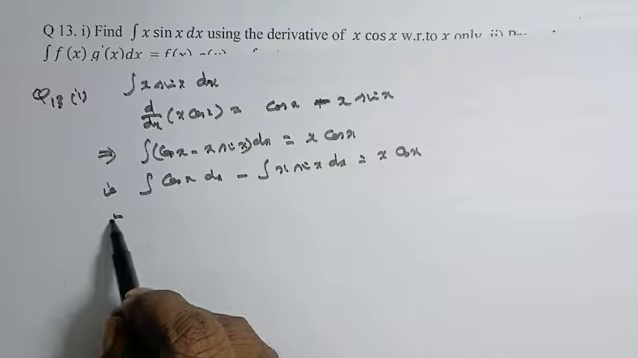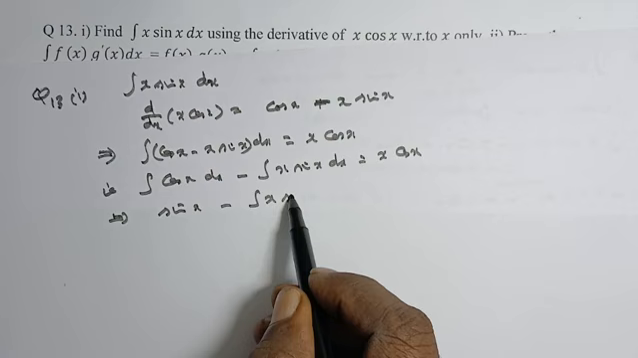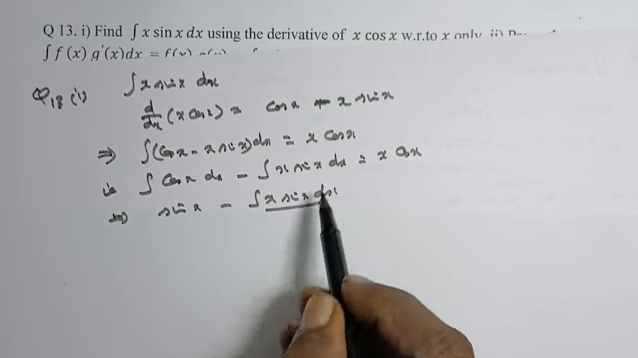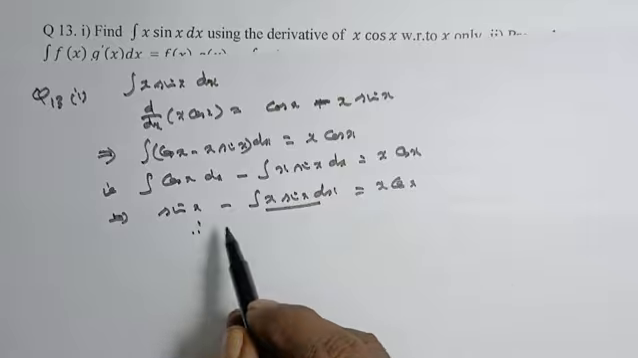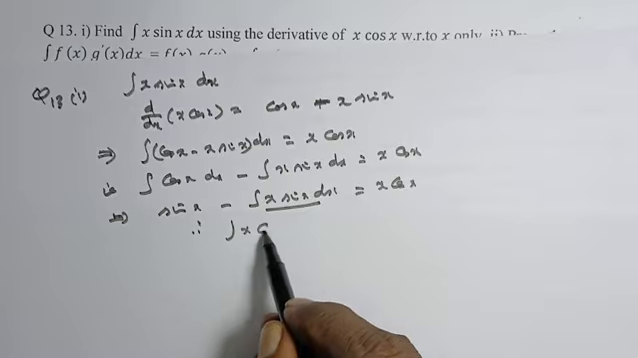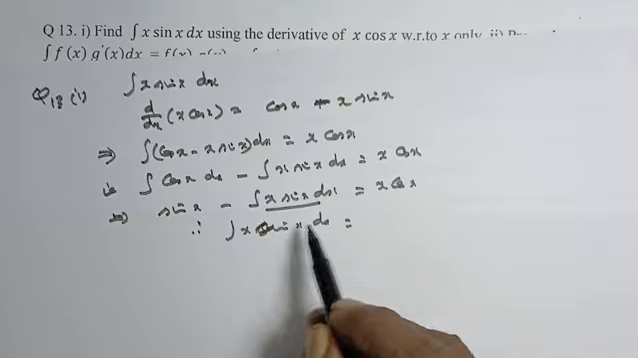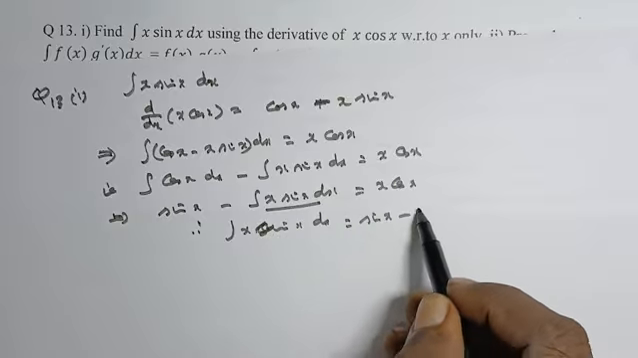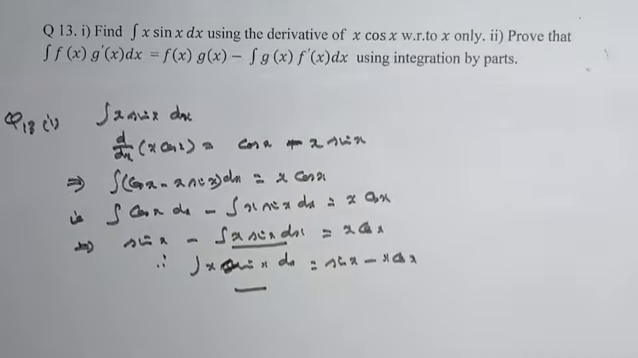Now this implies integral cos x is sin x, minus integral x sin x dx. You keep this as it is because we require this x cos x. Therefore, you take this to the other side: integral x sin x dx equal to sin x minus x cos x. Is it clear? Over. Now come to subdivision 2.